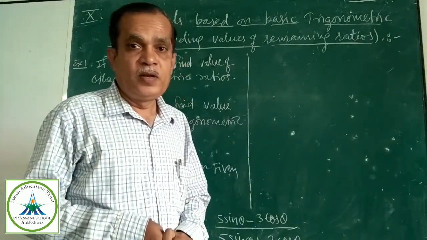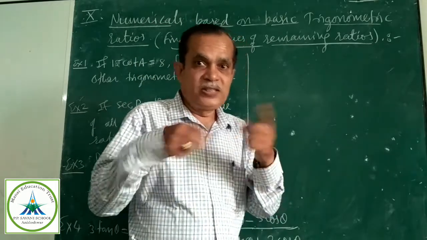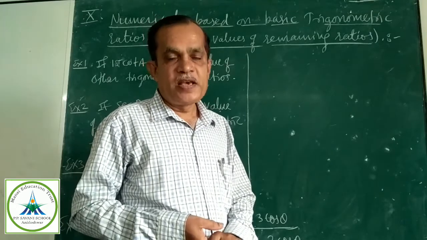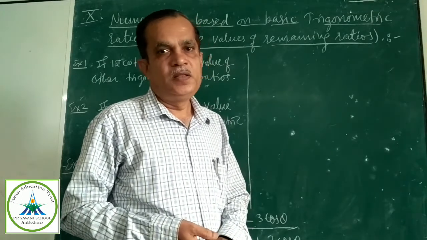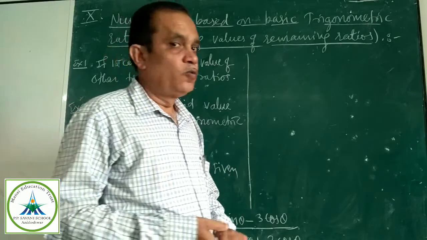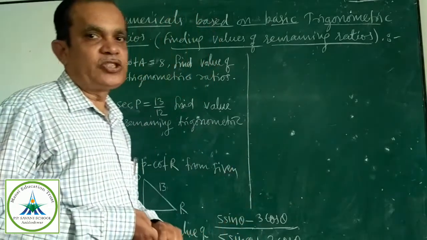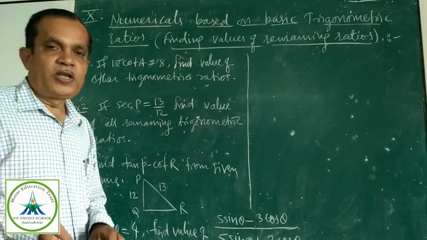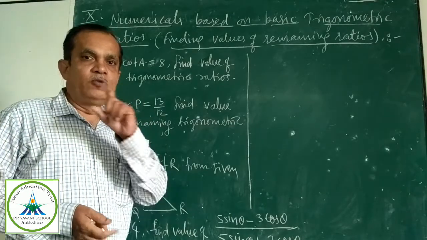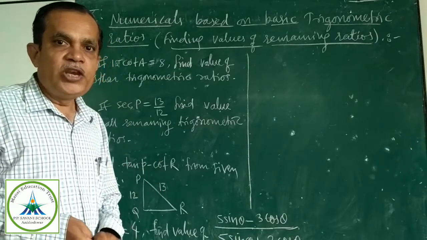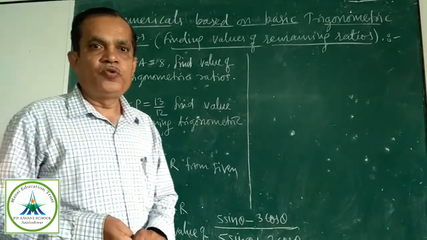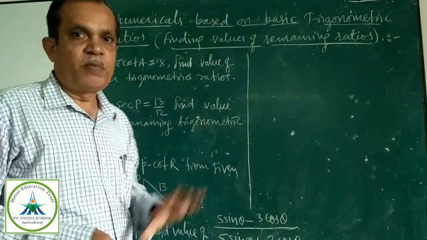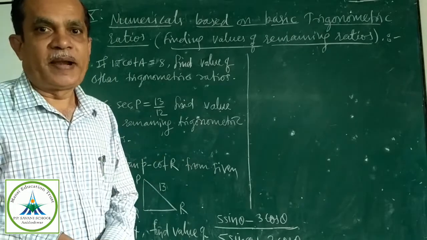In the previous video we discussed that if you are given a triangle, we practiced writing ratios of sine A, cos A, sine B, cos B. Now we will solve examples based on trigonometric ratios. If you are given any two sides, or the value of any one trigonometric ratio, then you can find the value of all remaining trigonometric ratios. That type of example we are practicing today.